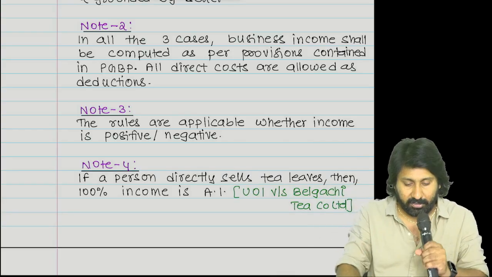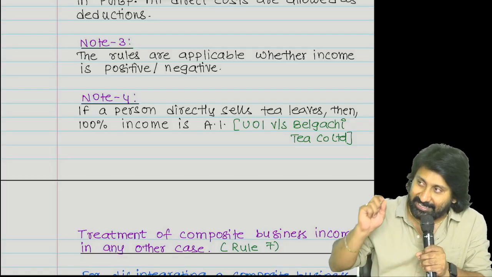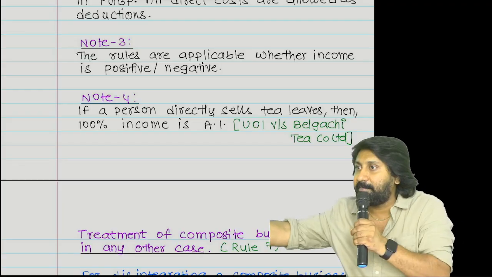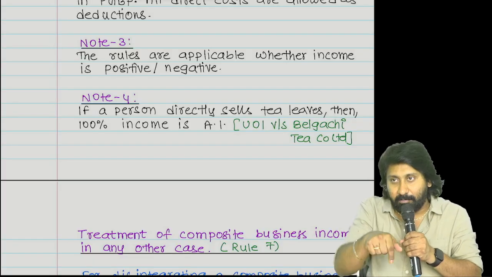Everyone understood? Final. If a person directly sells tea leaves, then 100% income is agriculture. I told this point already or not? For that, the union of government need not come.